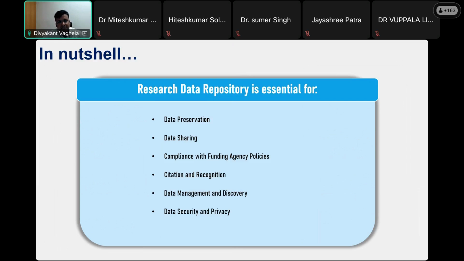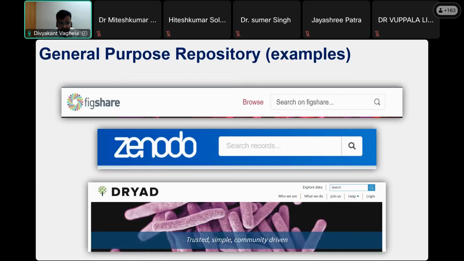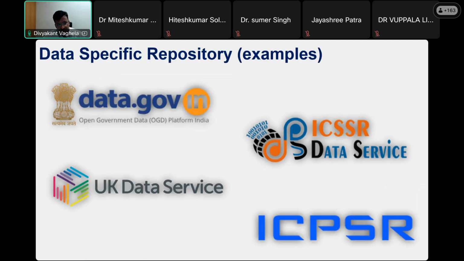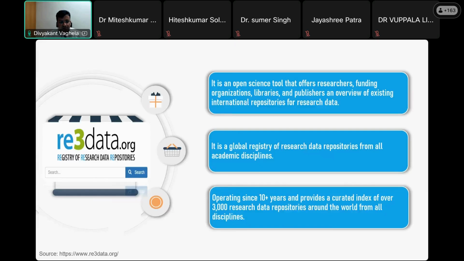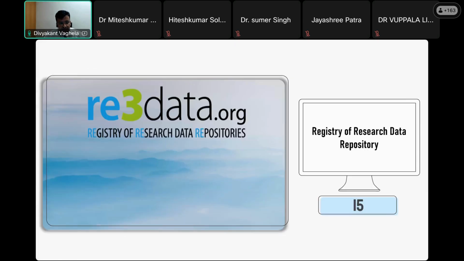Now, there are a few general purpose repositories I'm giving as examples: Figshare, Zenodo, and others. And there are data specific repositories available: data.gov.in, as I mentioned, ICSSR data service, the UK data service, ICPSR. These are data specific repositories, and if somebody doesn't know whether a data repository is available across the world or in India for that discipline, then they can go to re3data.org and search over there.